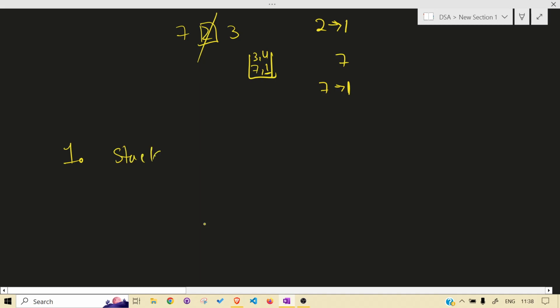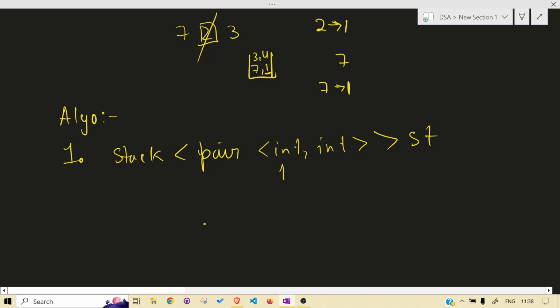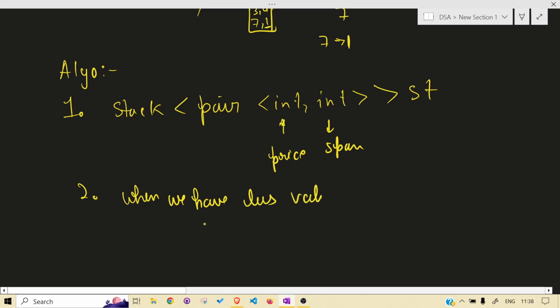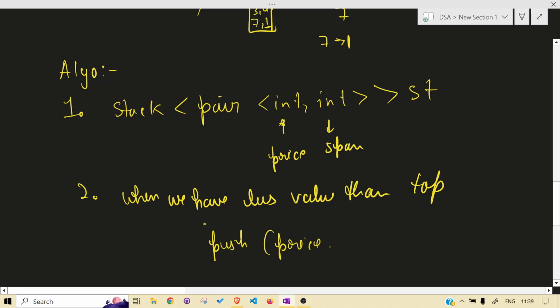So let me do it. What we are doing in the algorithm, if you got confused, let me summarize it in one place. This is the stack we are using. This is the price and this is its span. When we have decreasing order, when we have a value less than the top, we push the price with a span of 1.